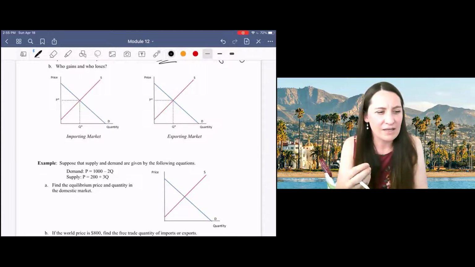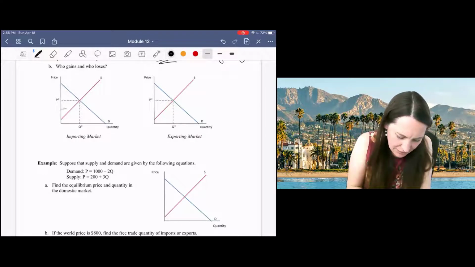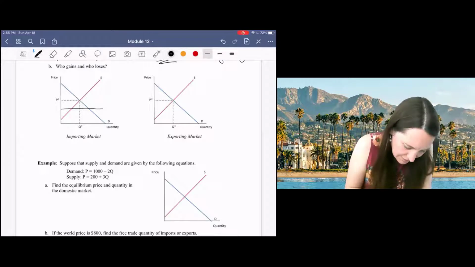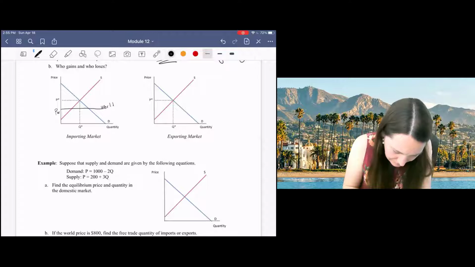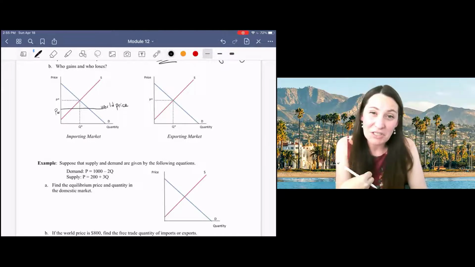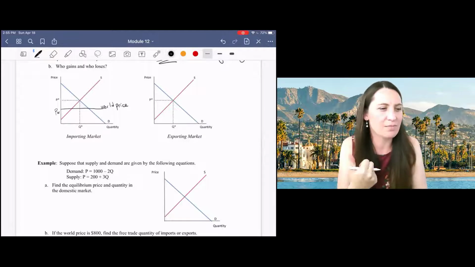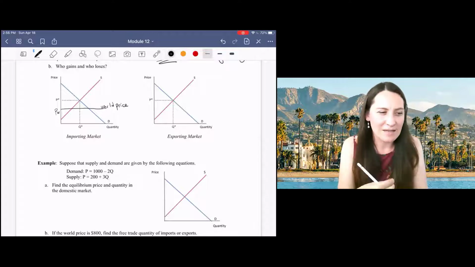Of course, if we are importing this product, it means that the world price is below the domestic market price. We wouldn't buy something abroad that we could make cheaper ourselves, right? The truth is vice versa. The world price will be below the domestic market price in an importing market.